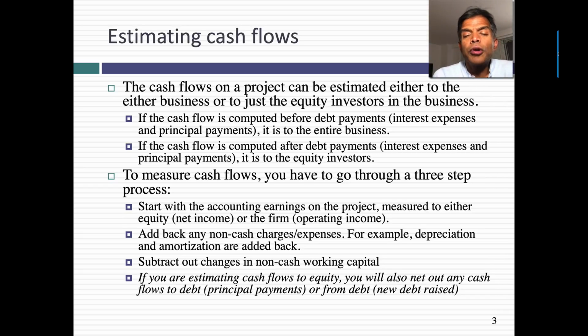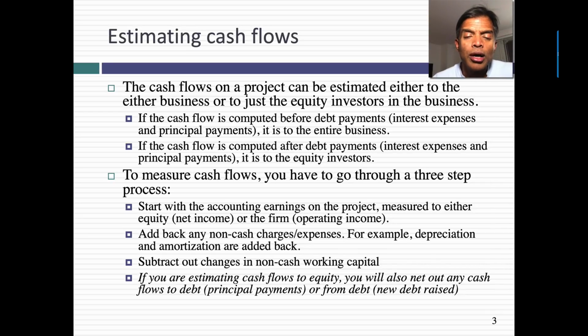The cash flow for a project or for a business can be estimated in one of two ways. It can be estimated before debt payments, and that's called cash flow to the firm. So it's a pre-debt cash flow, or it can be estimated after debt payments, interest payments and principal payments, and that's called cash flow to equity. Why does it matter? Well, the discount rate you use is going to be different depending on how the cash flow is computed.